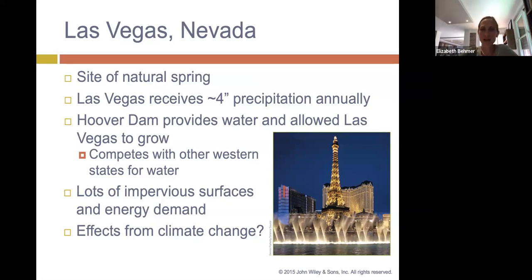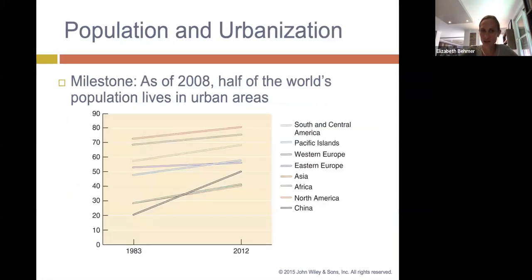Las Vegas, Nevada is a site of a natural spring, and it receives about 4 inches of precipitation annually. The Hoover Dam provides water and has allowed Las Vegas to grow, but it competes with other Western states for water. And there are lots of impervious surfaces and energy demand. What are the effects from climate change?